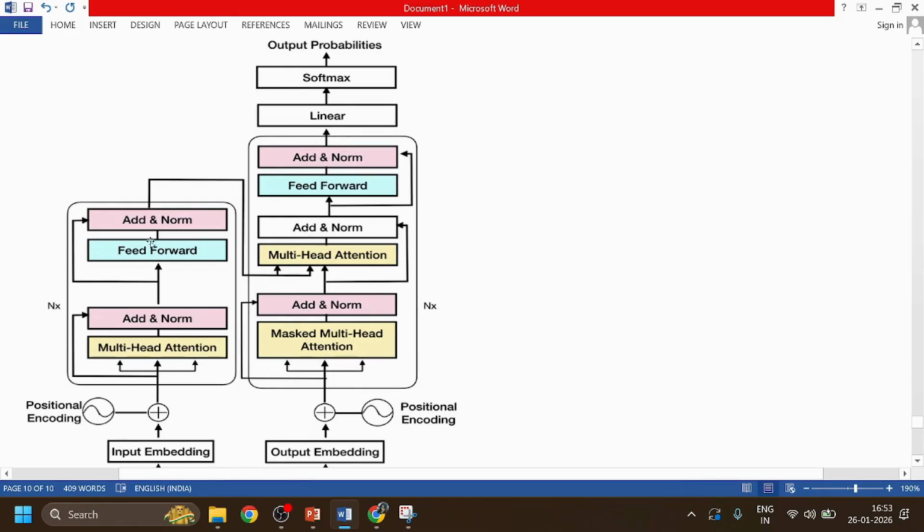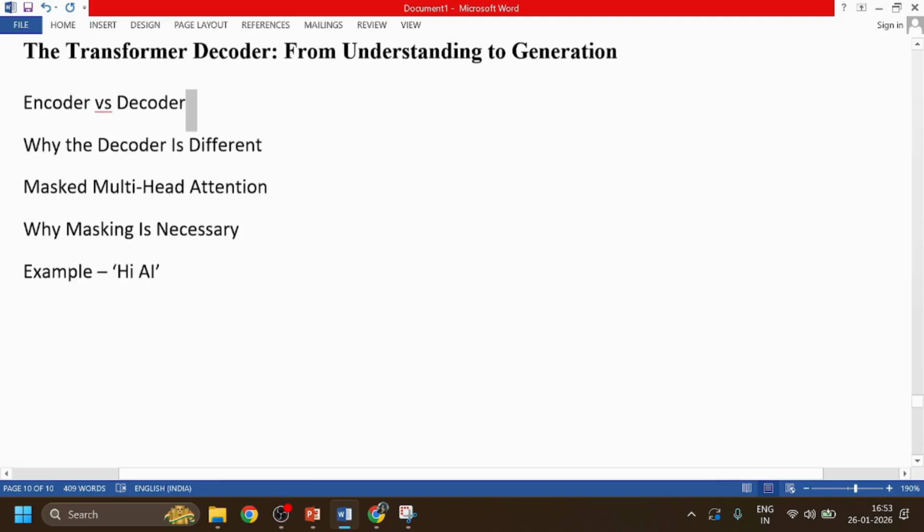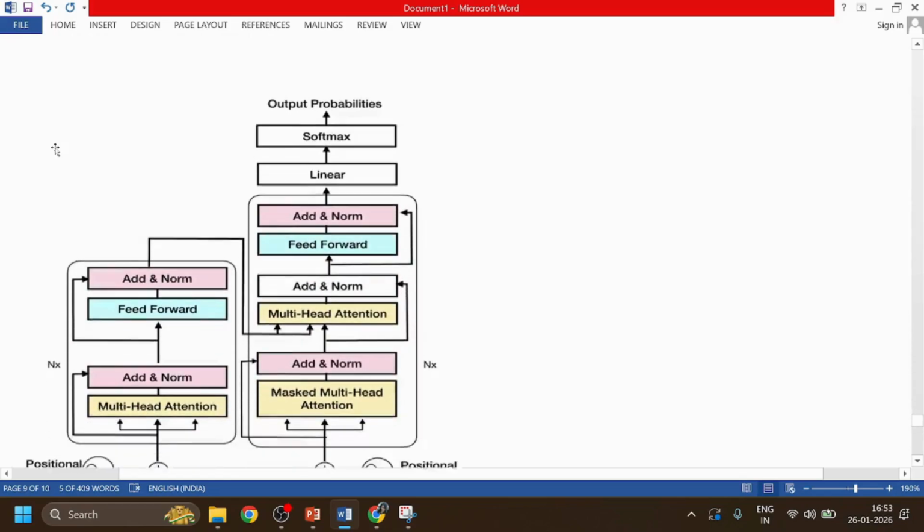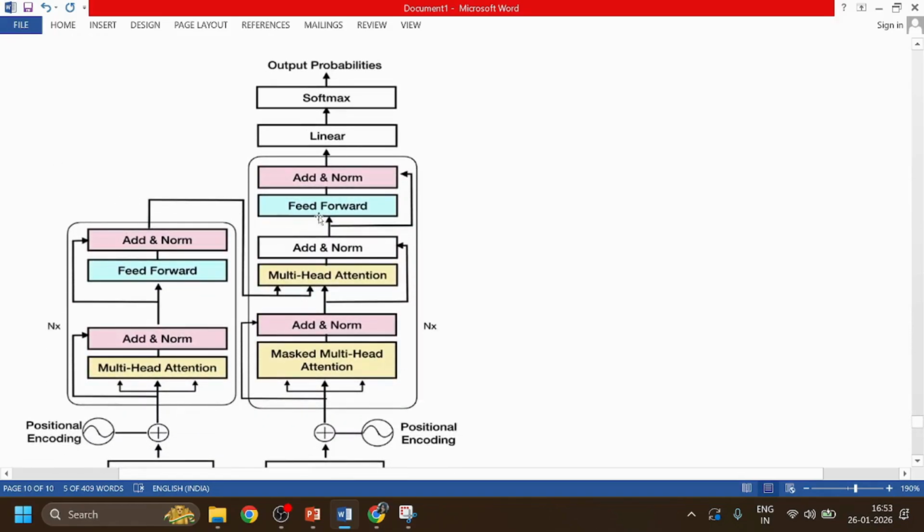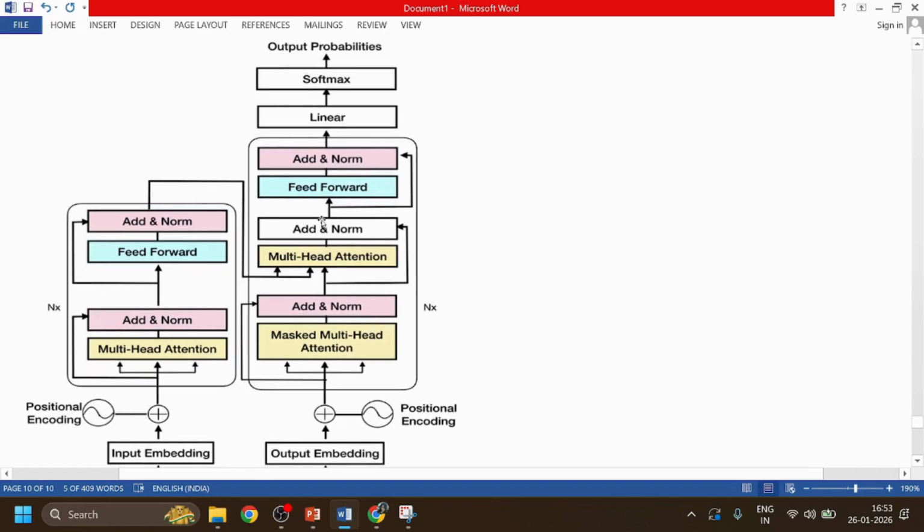The encoder, this part I already explained multiple times, reads and understands the entire input sentence. The decoder generates the output sentence, one word at a time. This is how translation and text generation happen. After this we move on to why the decoder is different from the encoder.